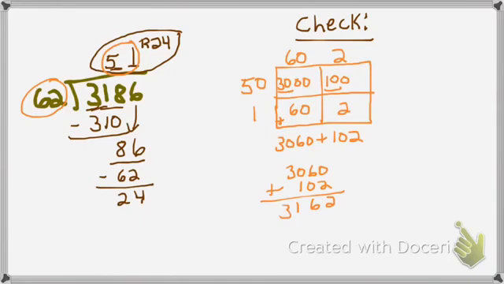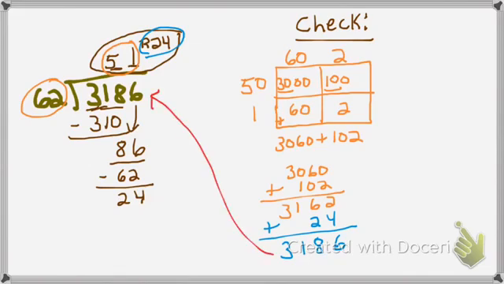So I have 3,162. Next I add my remainder if there is one. Is there a remainder? Yep, it's 24, so that's what I'll add. Add them up. 4 plus 2 is 6, 6 plus 2 is 8, 1 plus nothing is 1, 3 plus nothing is 3. Does 3,186 equal my dividend? Yes, it does. So I am a happy person.